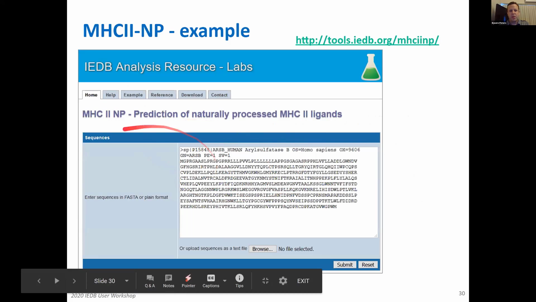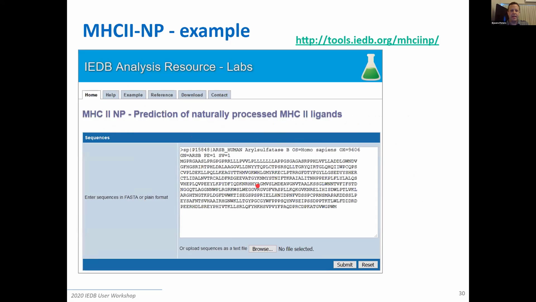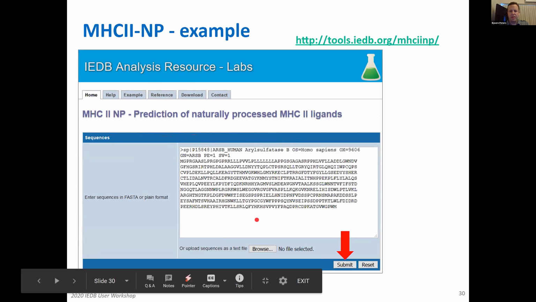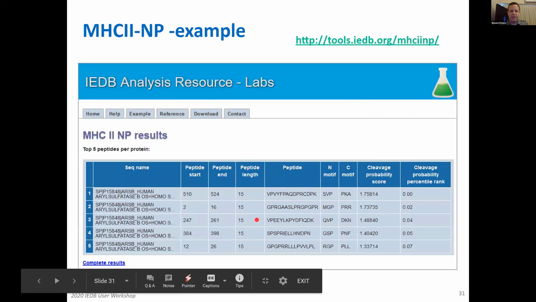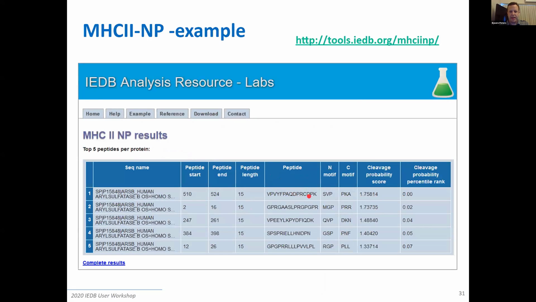So the tool that we have, it takes a protein sequence, and then essentially what we're predicting at this point, we would have loved to predict T-cell epitopes, but what we're really predicting is naturally processed and presented MHC2 ligands. So it works as normally, you have the input sequence, you submit, and then you get your peptides back. And essentially you see here what it does.